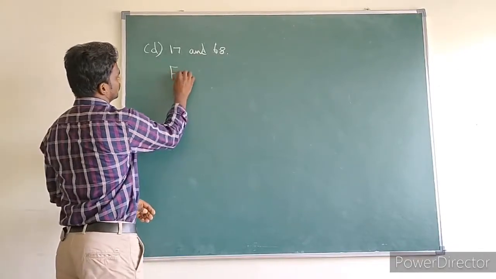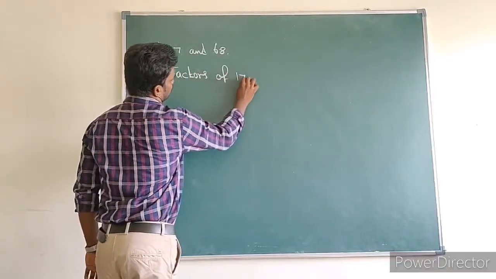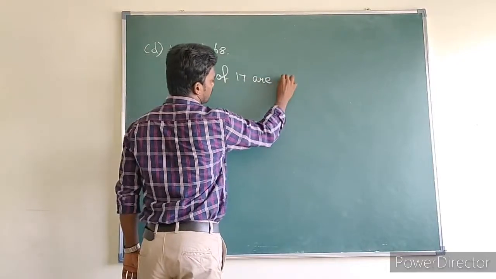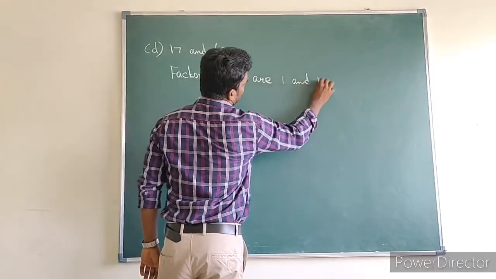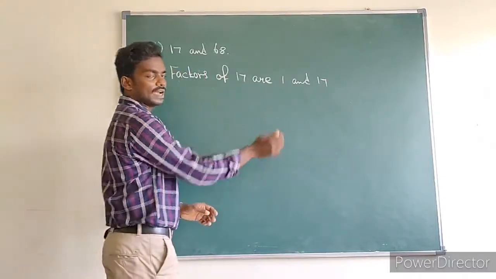So how to check this? We want to find the factors of 17. What are the factors of 17? 1 and 17 only, because 17 is a prime number. So the factors of 17 are 1 and 17.